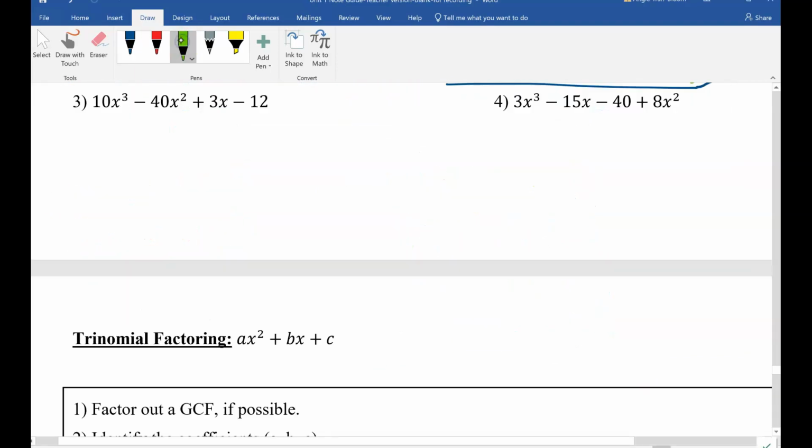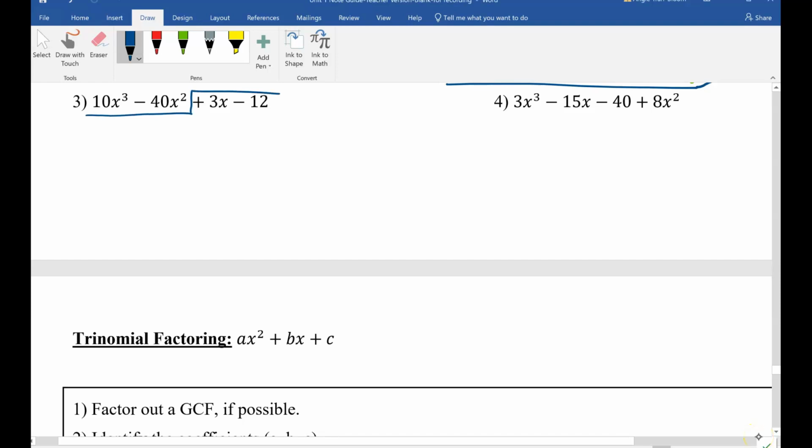On number 3, we have 10x to the 3rd minus 40x squared plus 3x minus 12. Again, let's get into a good habit of looking for GCF. We have a 10, a 40, a 3, and a 12. There's none between those, and then we have x to the 3rd, x squared, x, and no x. So right now, this one we don't have a GCF.